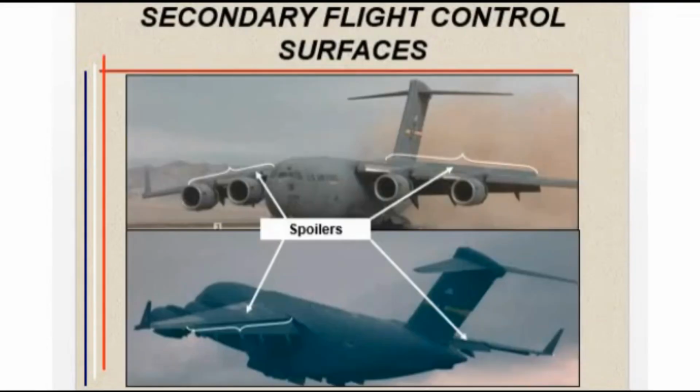Spoilers. Spoilers are located on the upper surface of the wing. Their purpose is to decrease, or spoil, lift on that wing. Spoilers are considered secondary flight controls, although they typically work in unison with ailerons. The only exception is on the B-52. They are used in place of the ailerons, thus acting as a primary flight control surface.